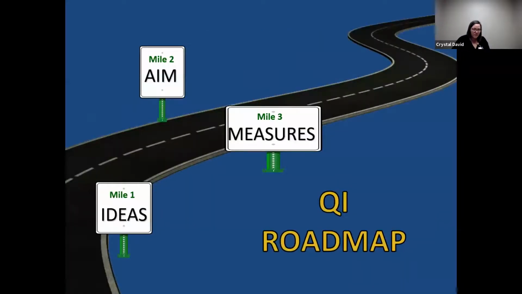So once we move from mile 3, which was measures, we're going to move on to mile 4, which is going to be test it, right? So we have our idea, we made our aim statement, we have our process, and we know what we're going to measure to see if it works. So now let's go on and make those changes.